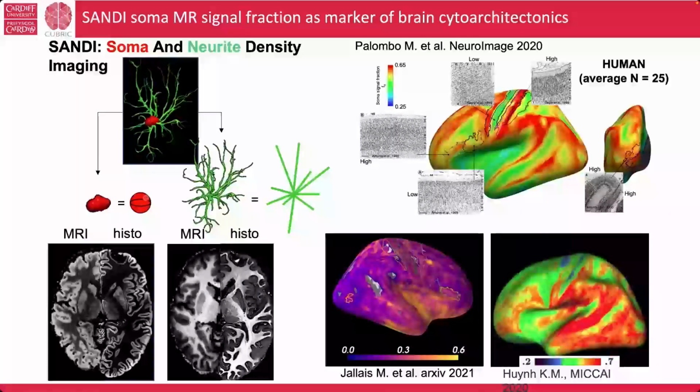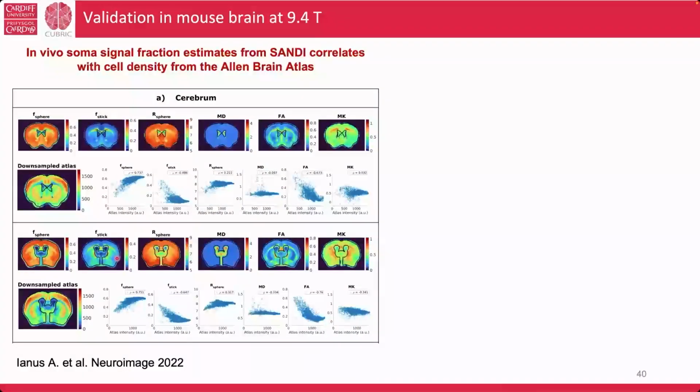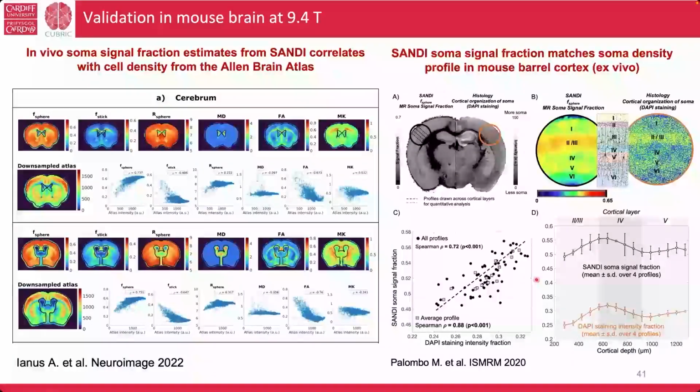And one of the interesting aspects is that it allows you to estimate Soma compartmental signal fractions. And then we showed qualitatively that there is a match with histological staining for Soma, for cell bodies. Then follow-up work with Andrada Ianus demonstrated more quantitatively that the sphere fraction from the SANDI model correlates with the actual cell body density in the Allen Brain Atlas. And then ongoing work in collaboration with Noam Shemesh tries to map more one-to-one what we measure with our model and what is the reality.